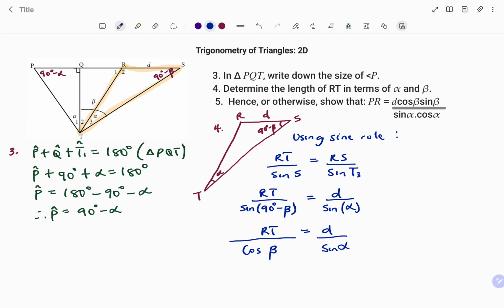Therefore, using cross multiplication, I am going to multiply both sides by cos beta, such that I have RT, or the length RT, equals D times cos beta divided by sine alpha. So RT equals D cos beta over sine alpha. Let's look at the next part of the question that says, hence or otherwise show that the line PR equals D cos beta sine beta divided by sine alpha cos alpha.